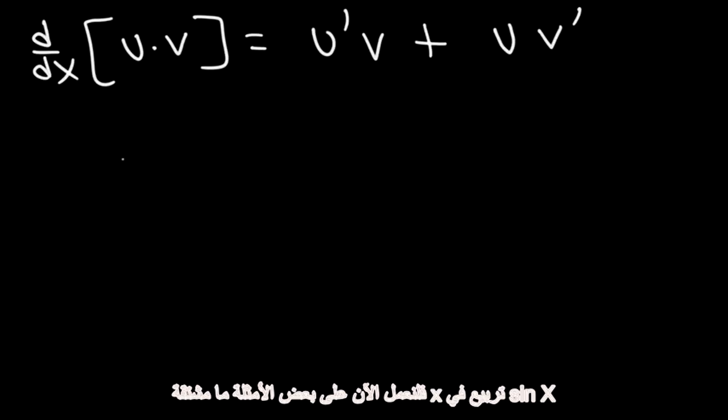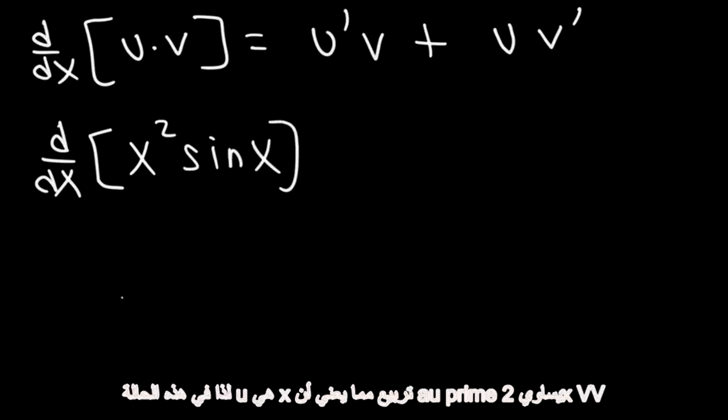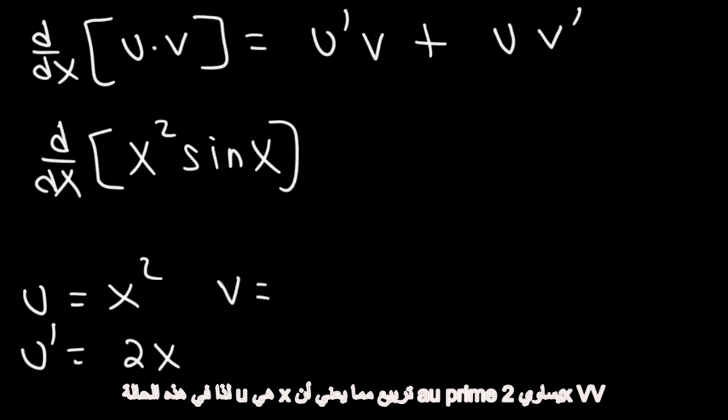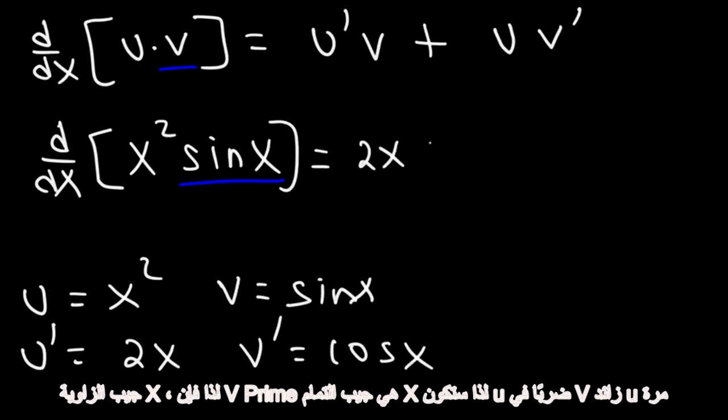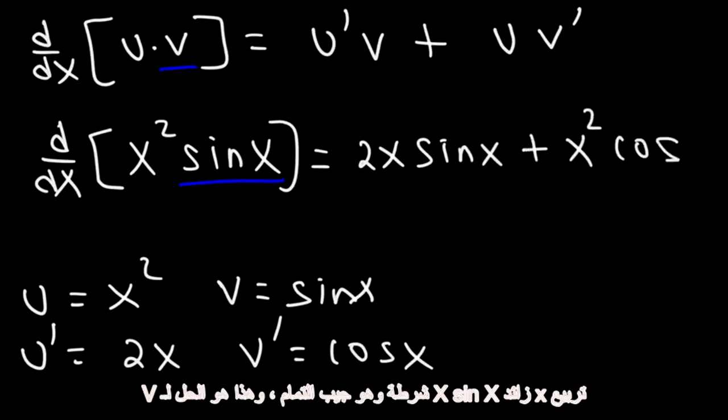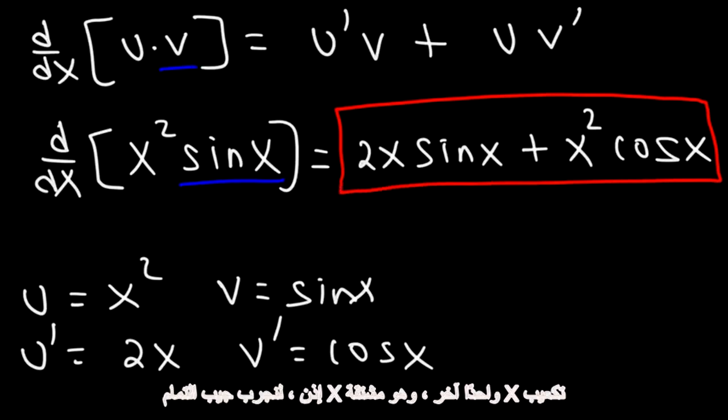Now let's work on some examples. What is the derivative of x squared times sine x? So in this case, u is x squared, which means u prime is 2x. V is going to be sine x, so v prime is cosine x. So it's going to be u prime times v plus u times v prime, which is cosine. And so this is the answer, 2x sine x plus x squared cosine x.